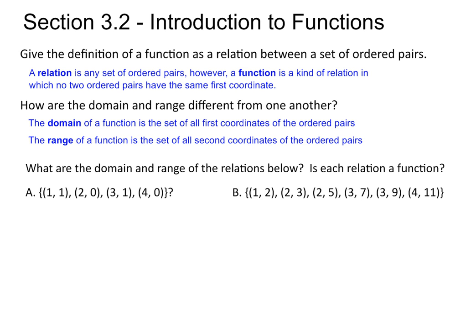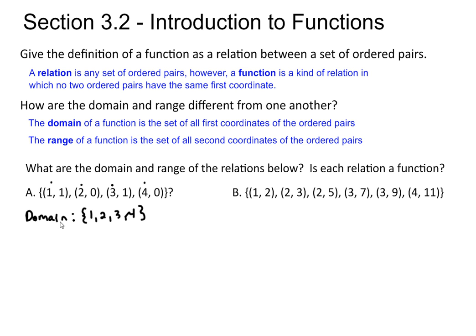Well, in the first case, if we're looking for our domain, the domain is a set made up of all of the first coordinates. So we can make a listing set by the roster method right here and check them out. Our first coordinates are 1, 2, 3, and 4. That's what's going to make up our domain. So the set 1, 2, 3, and 4 makes up our domain.